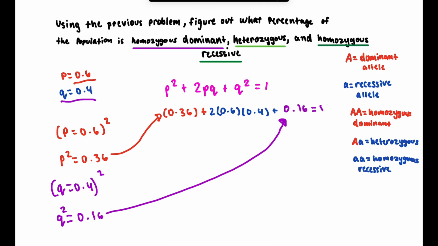Now when we do the math, we know that this portion of the equation represents the percentage of the population that's homozygous dominant. We know that this portion of the equation represents the percentage of the population that's heterozygous. And we know that this portion of the equation represents the part of the population that's homozygous recessive.